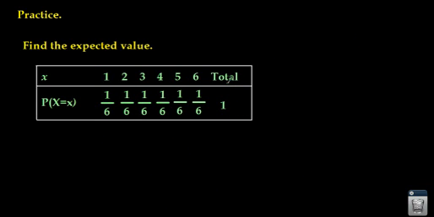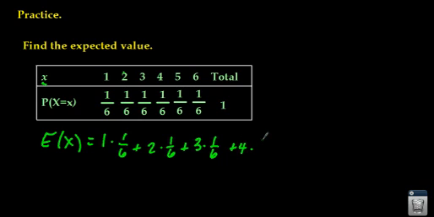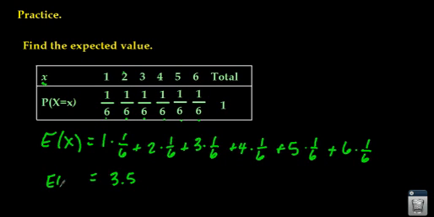Okay, find the expected value. So we're going to say the expected value of x, because that's the variable we have, is 1 times 1's probability, which is 1/6, plus 2 times 2's probability, which is 1/6, and so on, all the way down. This is an example of a six-sided die, because all outcomes have the same probability. So when I add this together, I should get an expected value of 3.5.